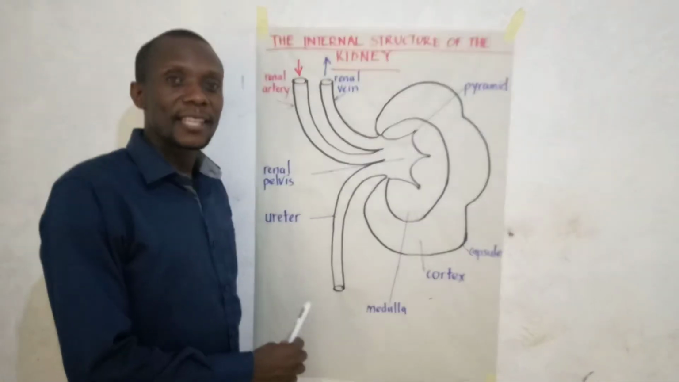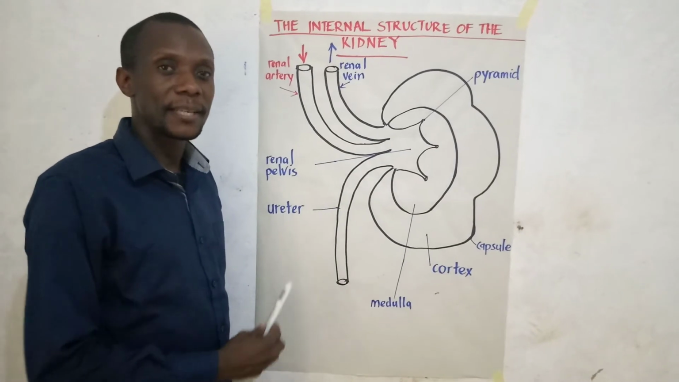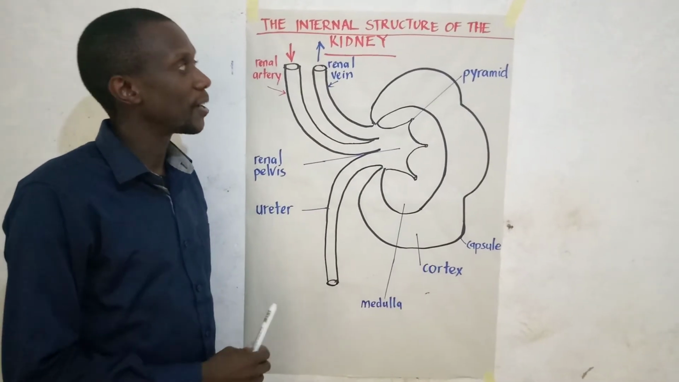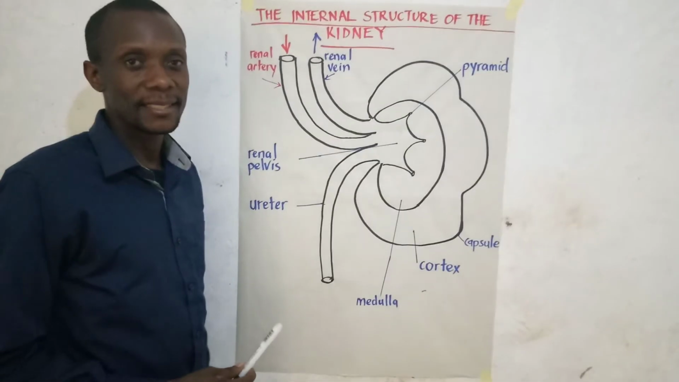In our previous segment, we got introduced into the excretory system, and we also looked at the urinary system. Right now, we are going to look at the internal structure of the kidneys.